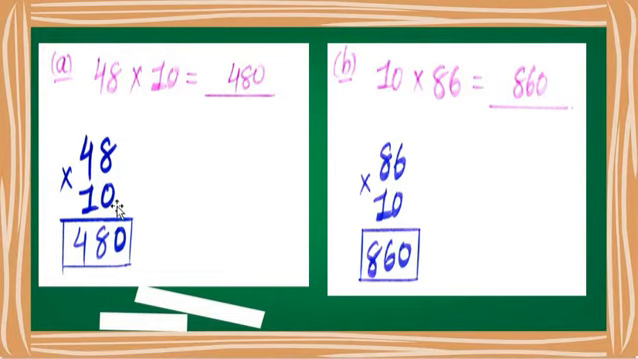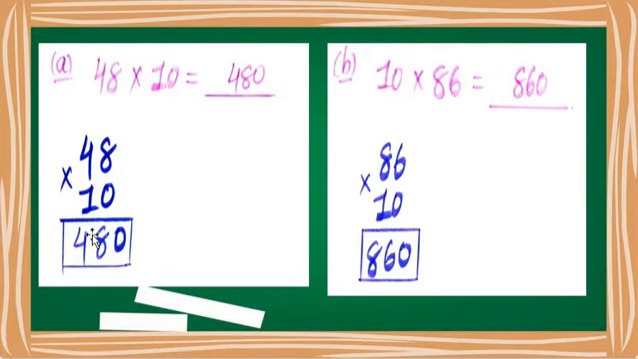So first of all we put the 0 here, then 1 multiply by 8, means 1 8s are 8, and then 1 4s are 4. Got my point? So what is the answer, all students? 480. What answer did we get here?